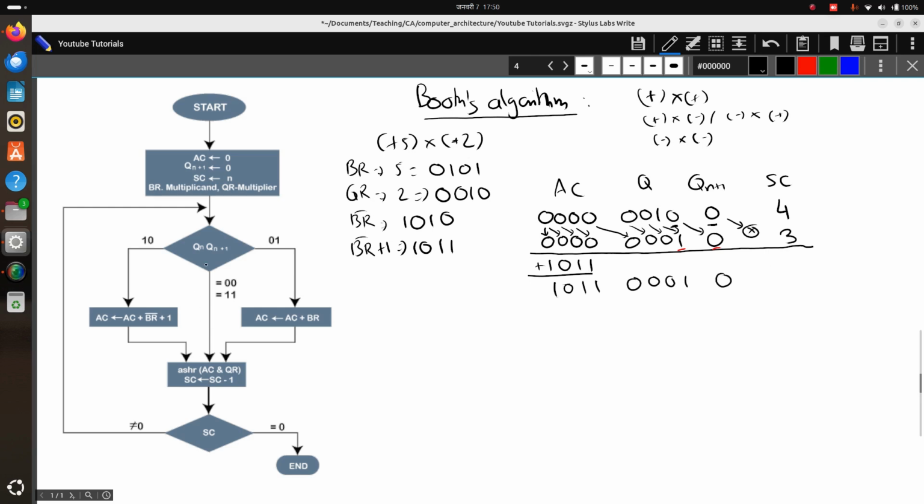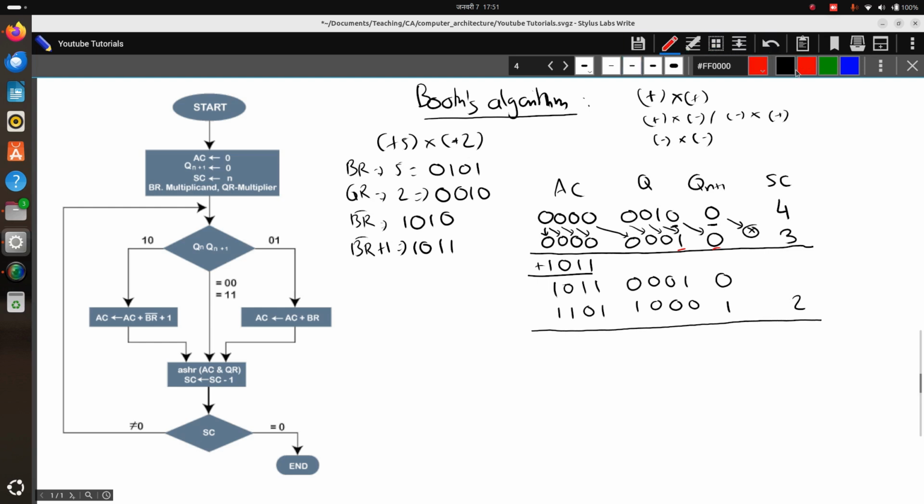Now after that the flowchart asks us to again do an arithmetic right shift of AC and QR and then decrease the step count by 1. So following the arithmetic shift again, this is going to be 1 1 1 0 1 0 0 0 and 1. Now the step counter is 2, and then another iteration is complete.